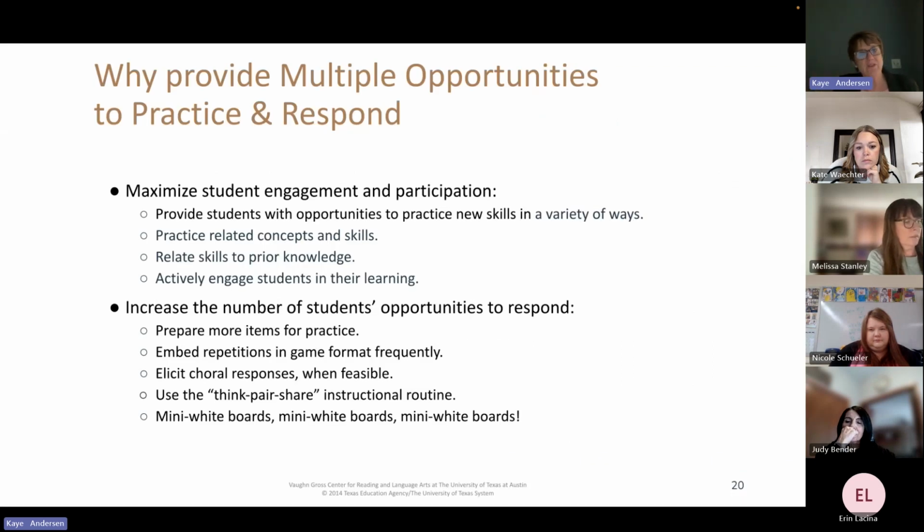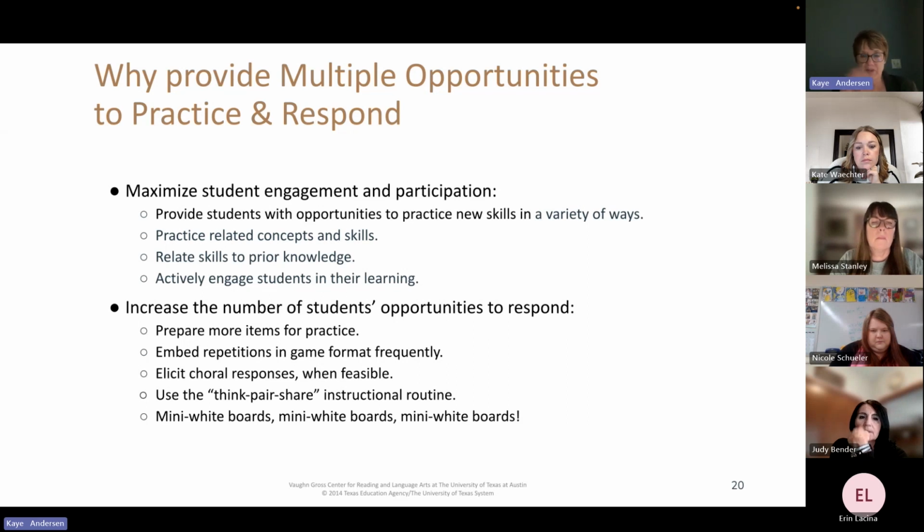There's two reasons why we provide multiple opportunities to practice and respond. The first one is student engagement and participation. We can bring it and relate it to the prior skills we've done before. We can give the students opportunities to practice the skills in a variety of ways. We can practice problem solving.